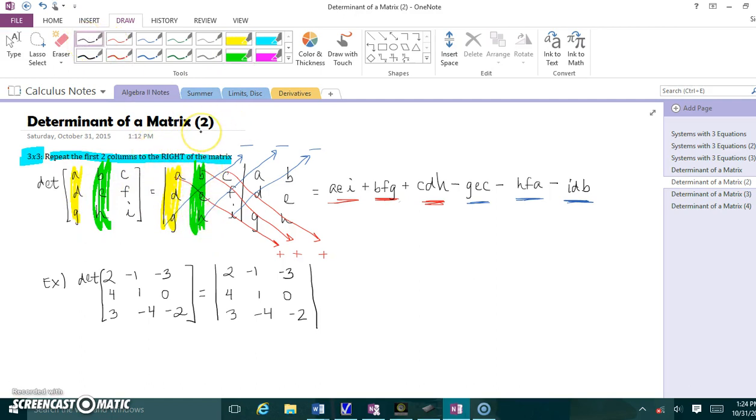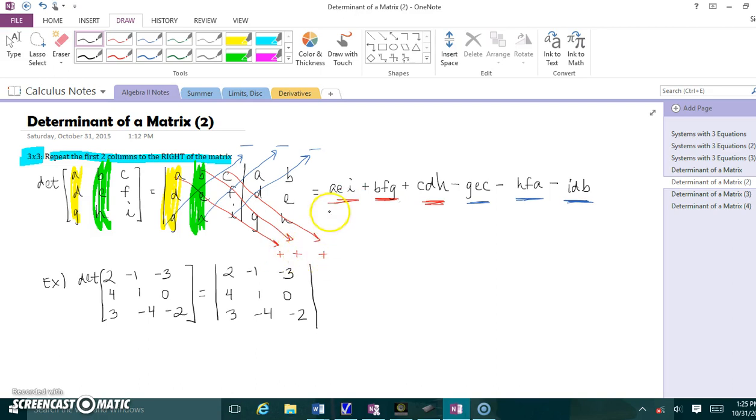This is the general rule. I'm just going to use letters in here to keep it general. The way you do a determinant for a 3 by 3 is you multiply the elements of the 3 diagonals going downward. So start at A times E times I, B times F times G, C times D times H. You add all those 3.